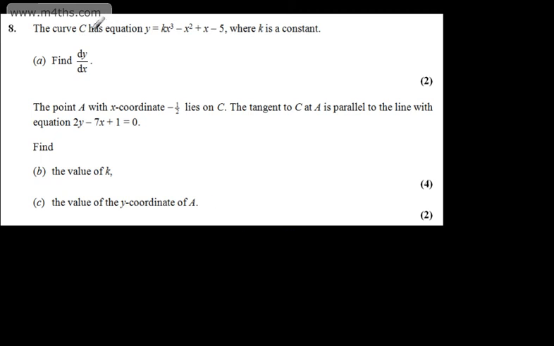This is question number 8. We're told the curve C has equation y is equal to kx cubed minus x squared plus x minus 5, where k is a constant. In part A, for 2 marks, we need to find dy by dx.